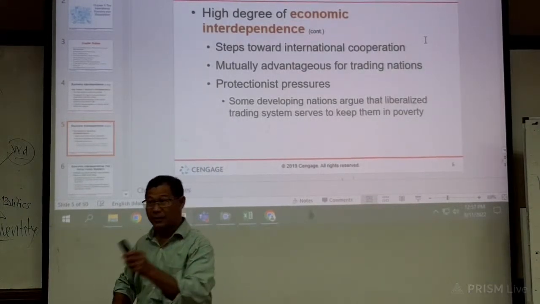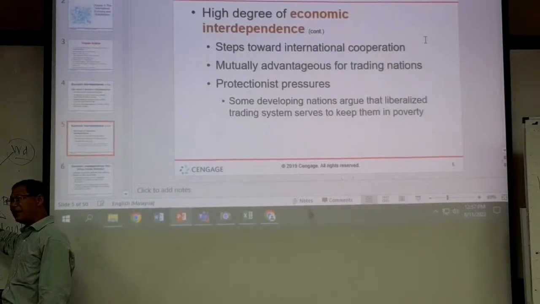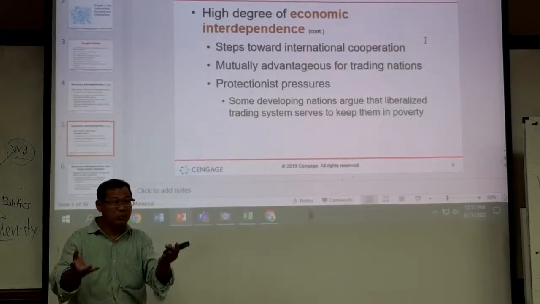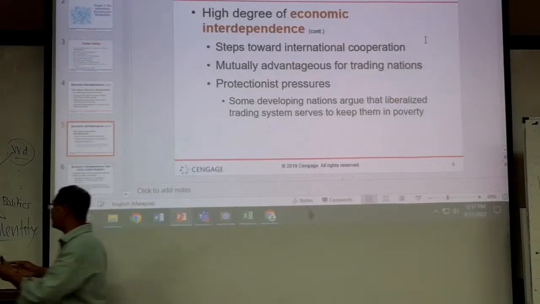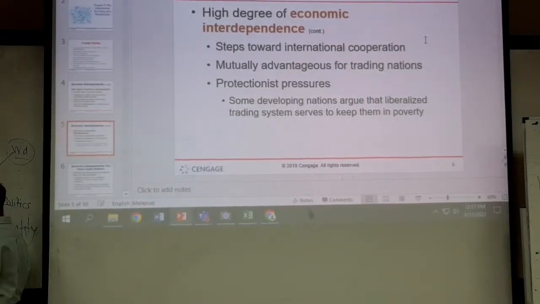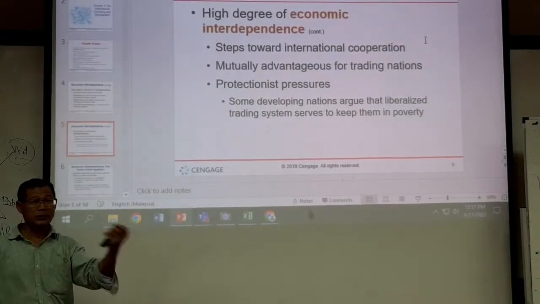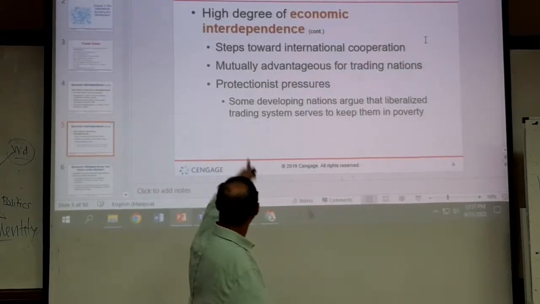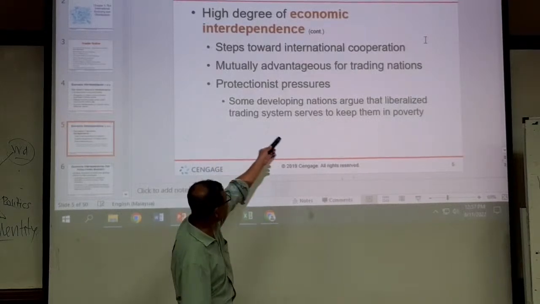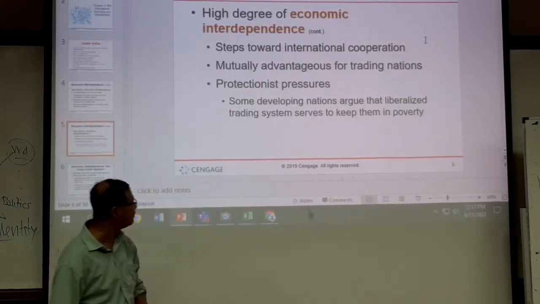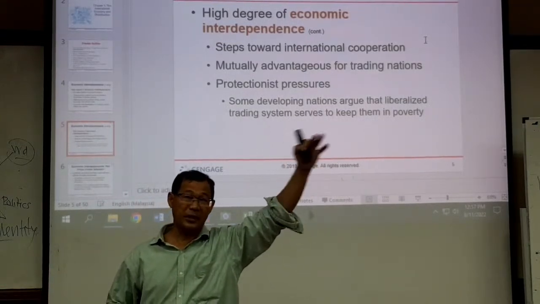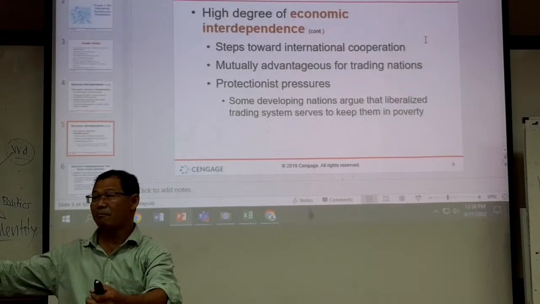You understand now? So my diagram here is not useless. Protectionism came out. Want to protect our country. This is the onslaught from outside. Our companies are closing. Gulung tikar, closing. Because of globalization. So some protection pressure. Some developing nations argue that liberalized trading system serves to keep them in poverty. The rich country remain rich, the poor countries remain poor.